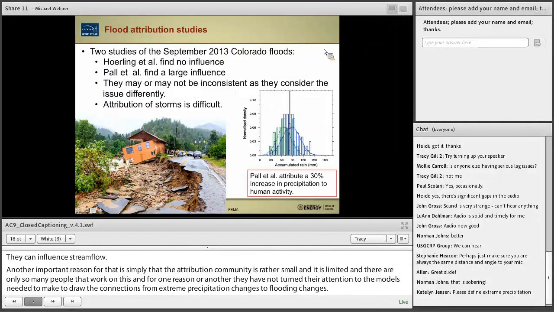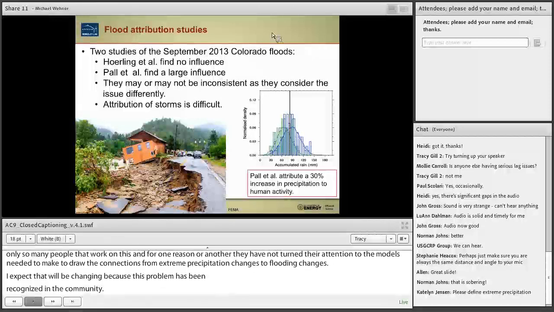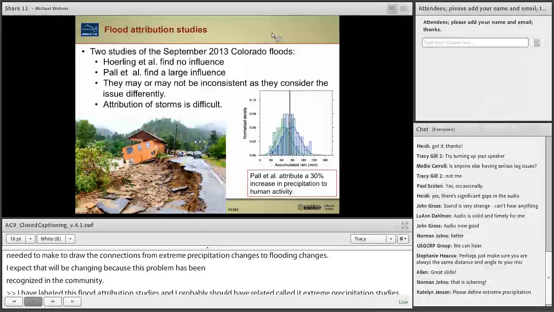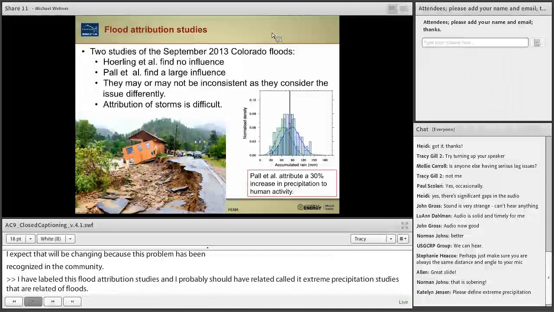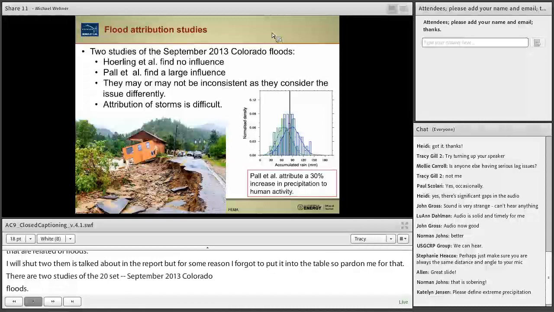Now, I labeled this flood attribution studies, and I probably should have really called it extreme precipitation attribution studies that are related to floods. I'm going to show two, one of which is talked about in the report, but for some reason I forgot to put into the table, so pardon me for that. There are two studies of the September 2013 Colorado floods, one by Marty Hoerling at NOAA ESRL in Boulder, Colorado, who finds no human influence, and then one led by Pardeep Pall and myself finding a large influence. And you might think that these are inconsistent, and they might be, but they also might not be, as they really consider the issue very differently.